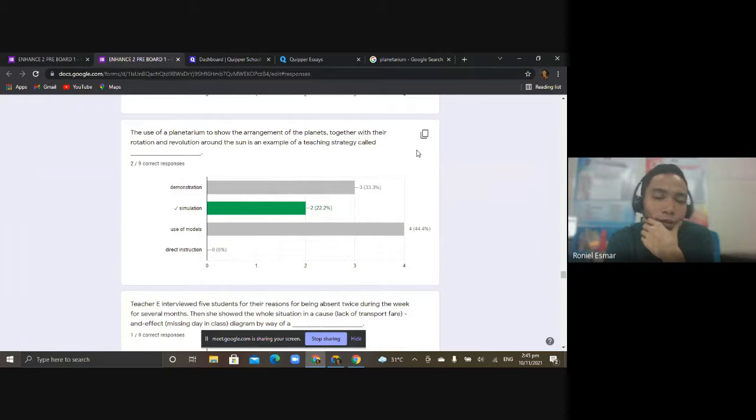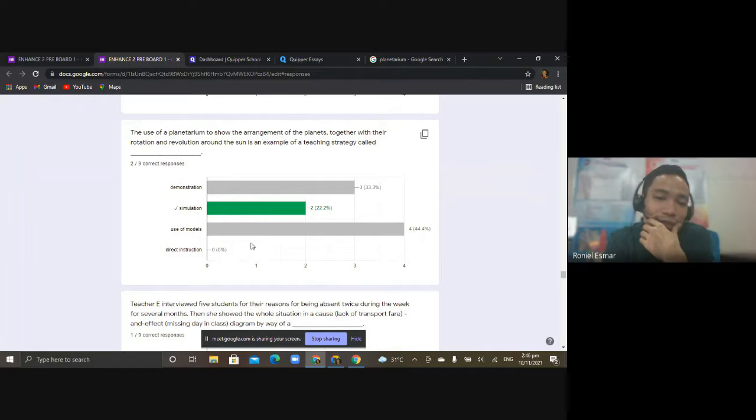So what kind of strategy is this? It appears as a real life situation or scenario. The actual movements of the planets, the rotation and the revolution, are presented to you in the form of a planetarium. So it seems real, but it is not. So what's the correct answer?